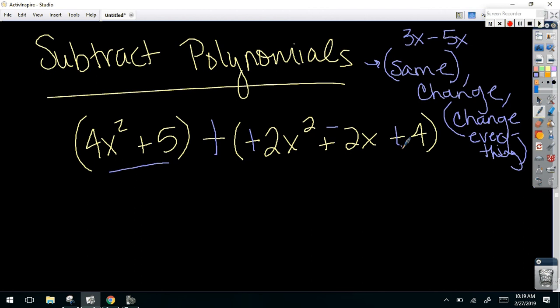Does everybody see what we've done? I was subtracting two polynomials. When you're subtracting two polynomials, change it to addition. So do same. This whole first one is same. Change the sign in the middle and then change everything that follows it. Everything in parentheses that follows it, change sign. So what I have now is an addition problem.